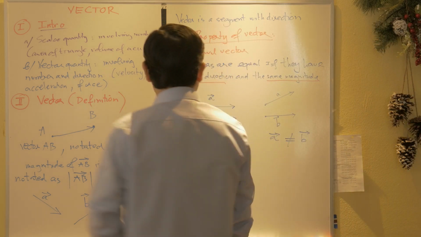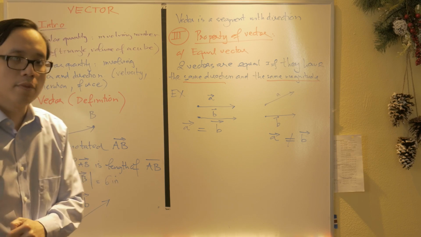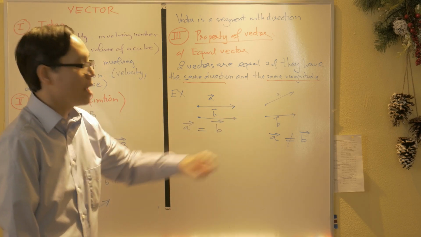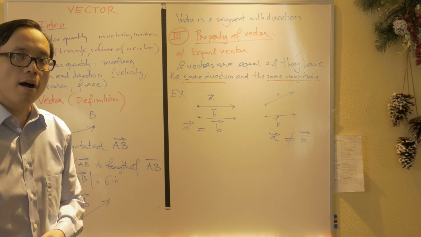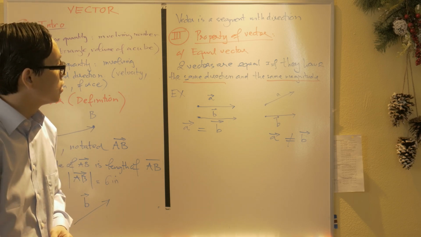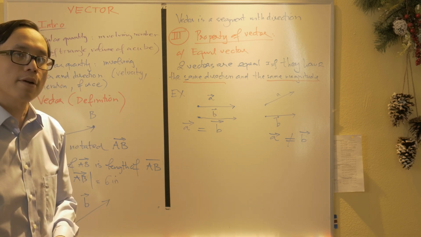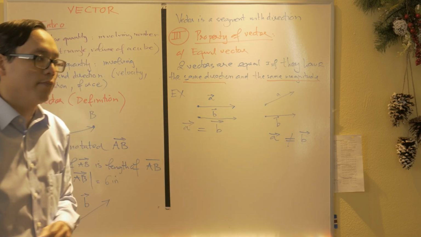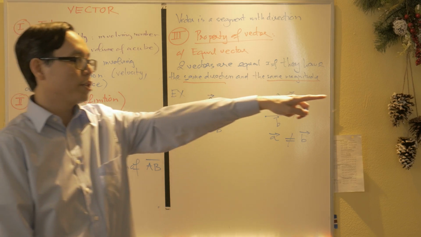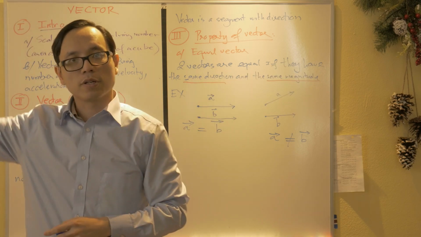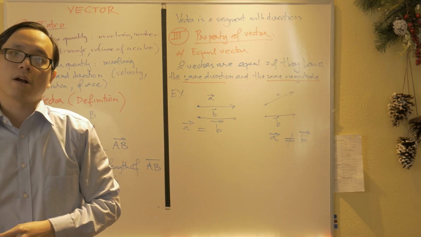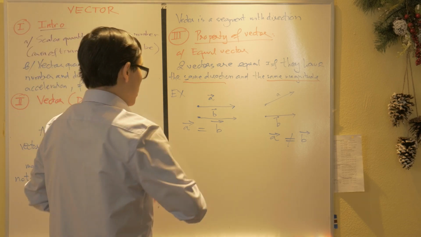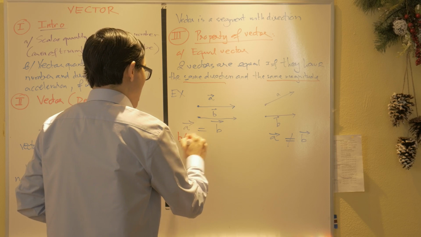So if we have the same direction and the same magnitude, we say the vectors are equal to each other. Then what if we have different directions? What if one vector points to the right-hand side, and the other vector points to the left-hand side? Then what do we call it? We will call it opposite vector.